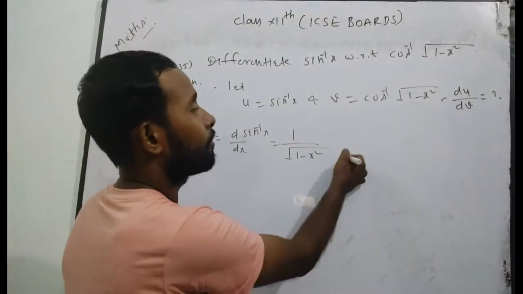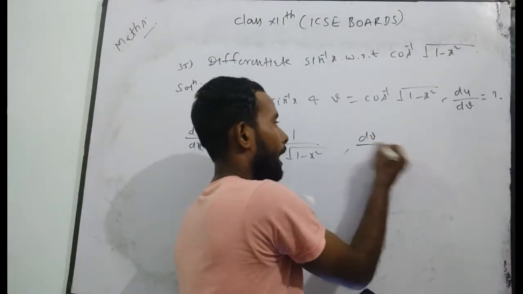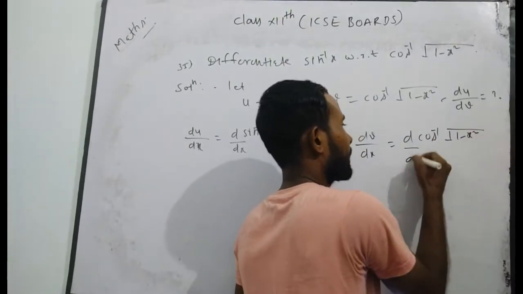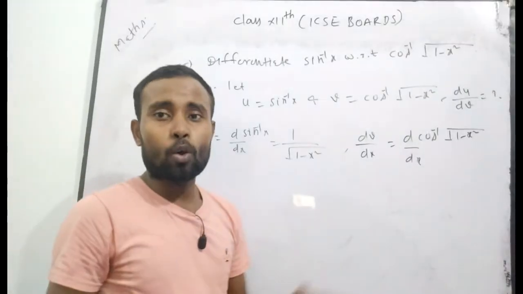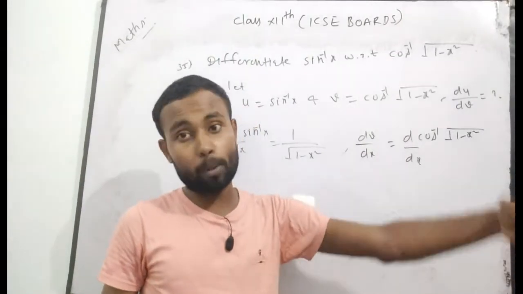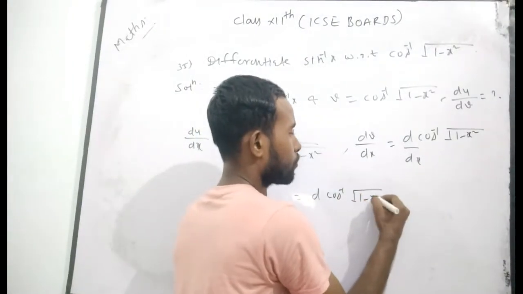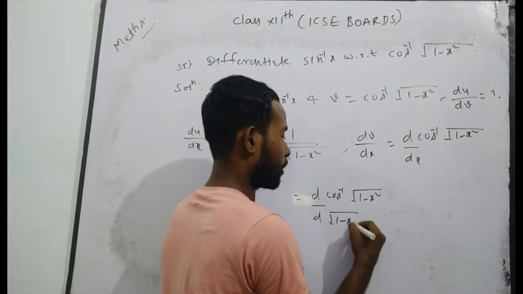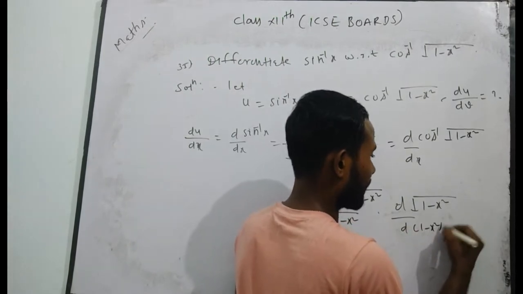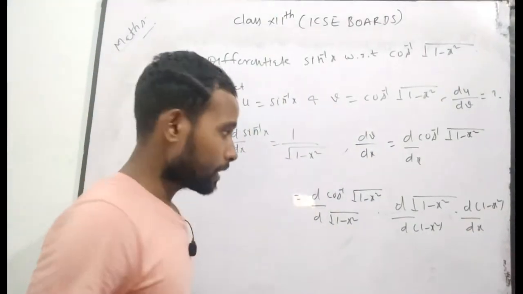And for finding du/dv, again you have to find dv/dx, and dv/dx will be the derivative of cos inverse under root 1 minus x square with respect to x. As you know, that can't be differentiated with respect to x directly. That's why I will firstly differentiate cos inverse of under root 1 minus x square with respect to under root 1 minus x square, so I want to write here cos inverse of under root 1 minus x square with respect to which function? 1 minus under root 1 minus x square. Again, differentiate under root 1 minus x square with respect to which function? 1 minus x square. And finally differentiate 1 minus x square with respect to x. This is your main concept.